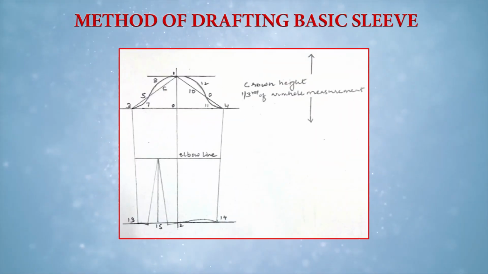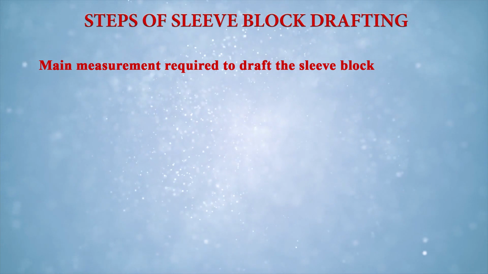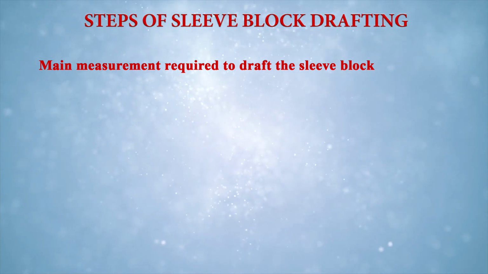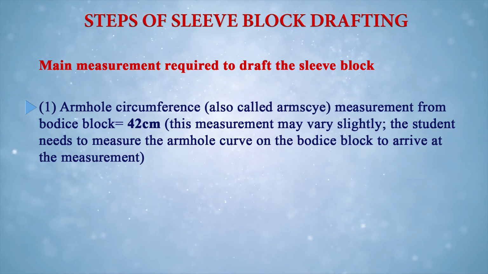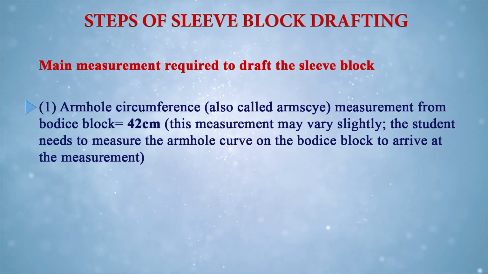We will discuss the methods of drafting the basic sleeve. We have discussed how we create the basic Bodice, and now we create the basic sleeve block. For developing a basic sleeve block, the main measurement we require to draft the sleeve block is the armhole circumference, which is also called the arm scale measurement from the Bodice block.